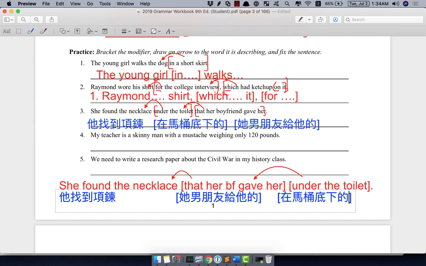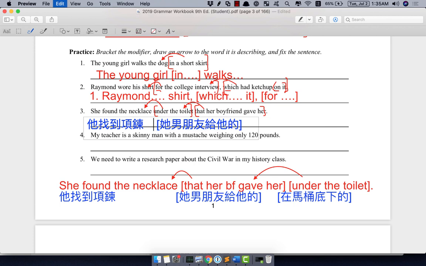Okay, so in the original sentence, what is it? What does it mean in Chinese? So since under the toilet describes necklace, in Chinese you'll put under the toilet, 在马桶底下的. Where in the sentence? Since that describes necklace, 项链, you move that before 项链, because in Chinese the description phrase goes before. So 她找到在马桶底下的项链. This is the sentence up to she found the necklace under the toilet. So far so good.